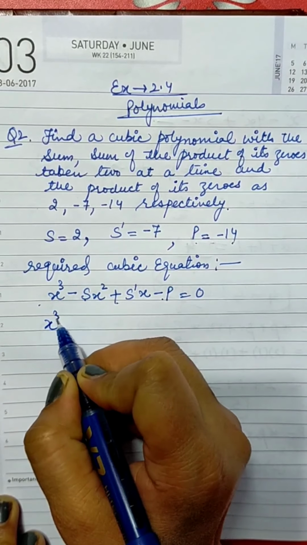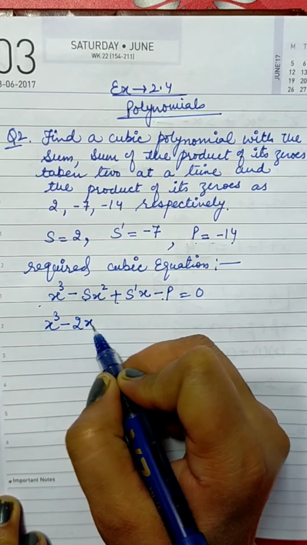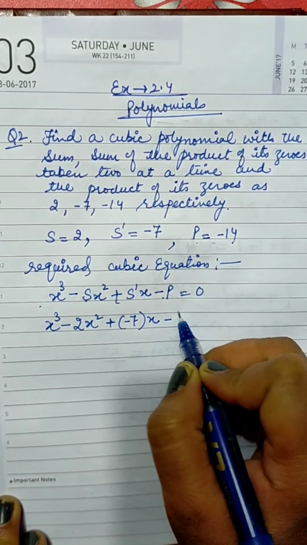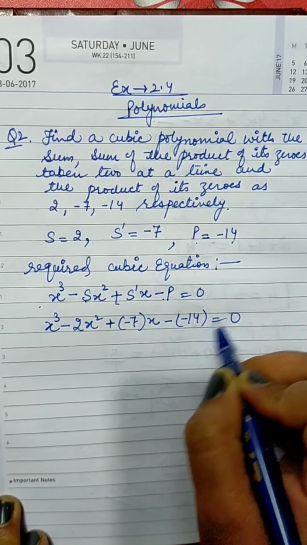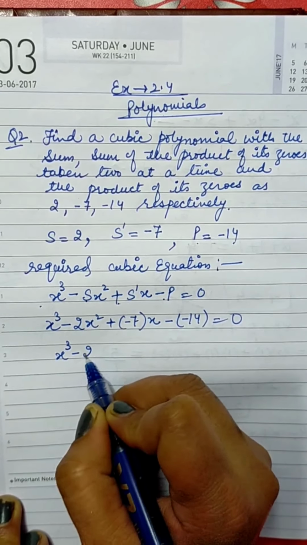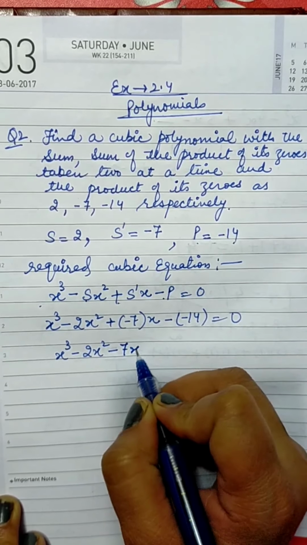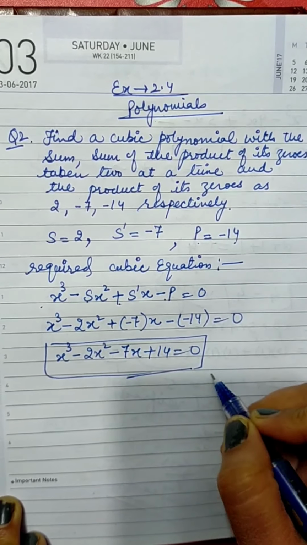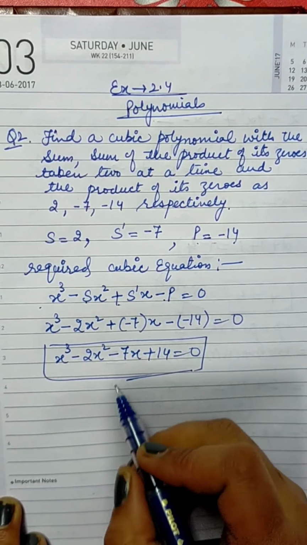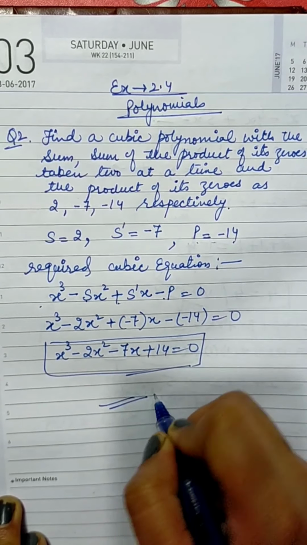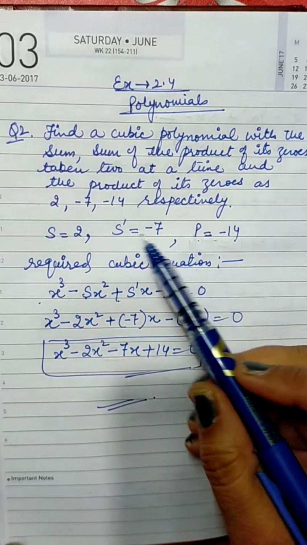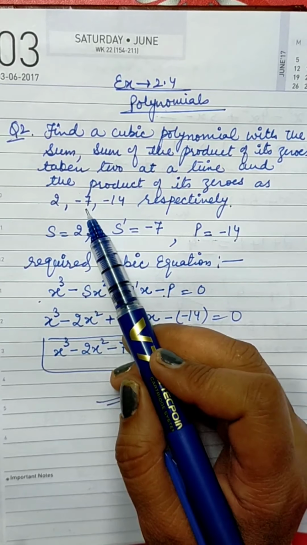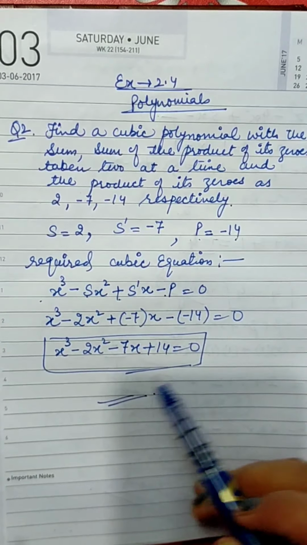x cube as such, s is given to be 2, s dash is minus 7, and p is minus 14. So this becomes x cube minus 2x square minus 7x plus 14, which is the required cubic equation. In case you have been given the zeros, then you have to find out the sum first of all, then s dash, and then p, and then you can fill in the values over here.